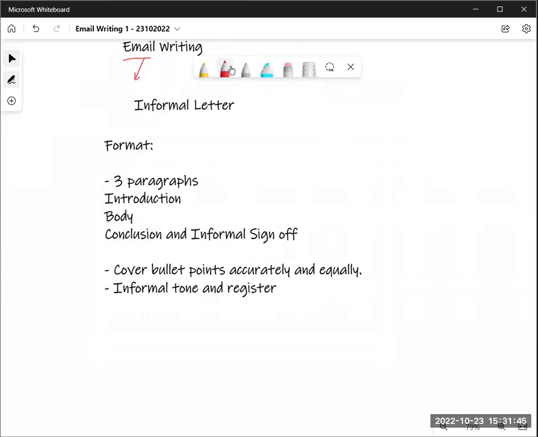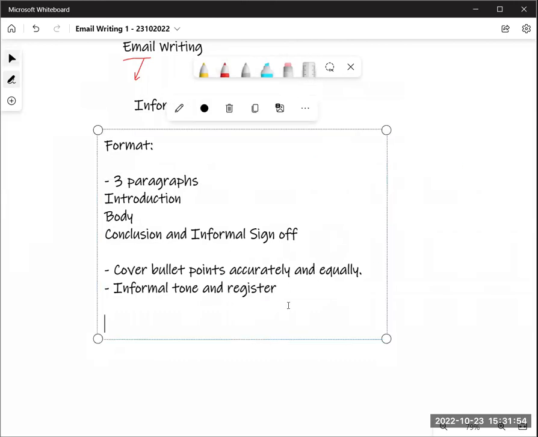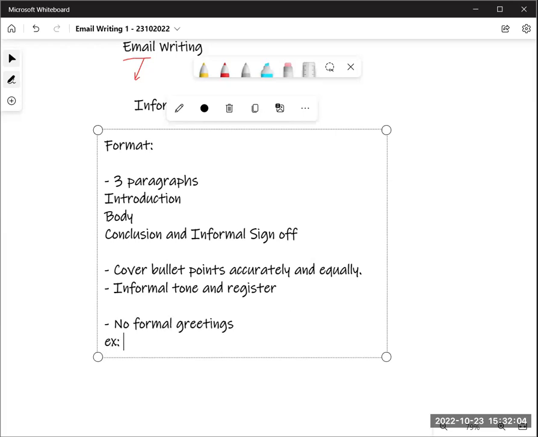Any questions? Do we also have to write from and to? No. The address is not needed. It is not formal. So no formal greetings. What does that mean? Don't say things like kind regards or sincerely. All of these are formal. Don't use words like respected.